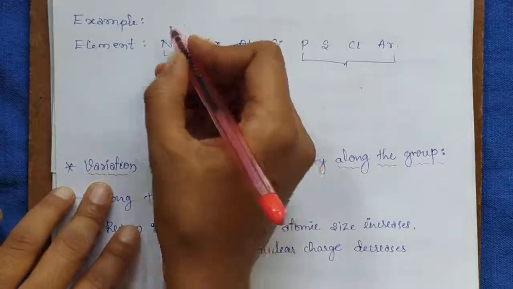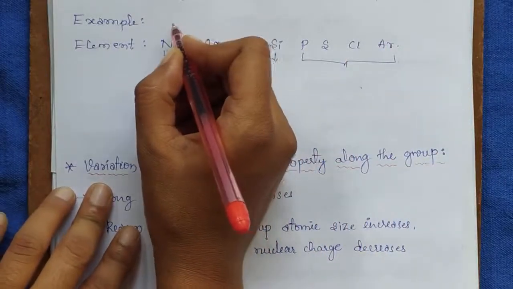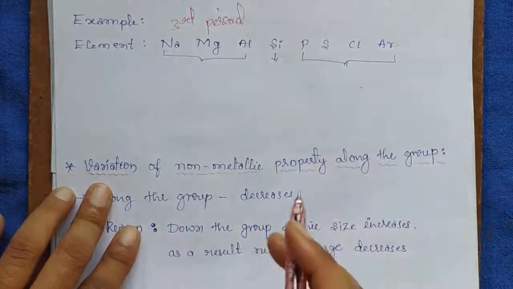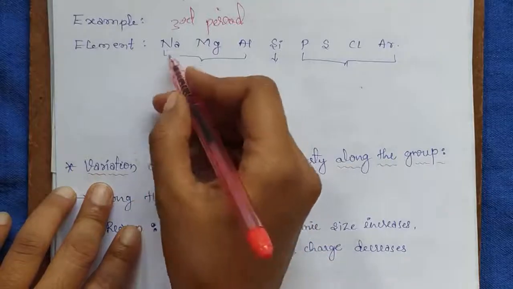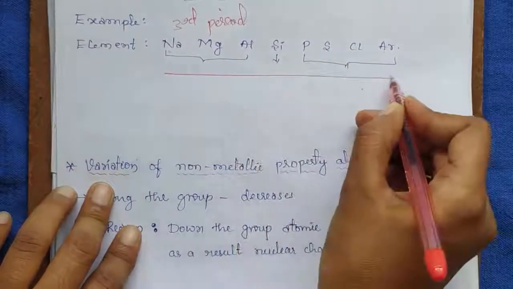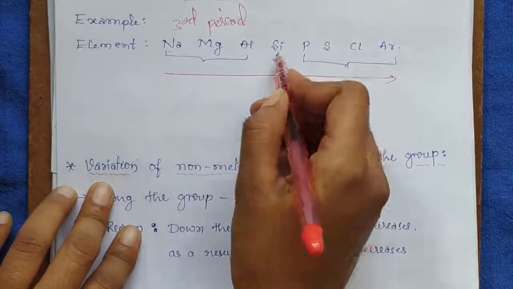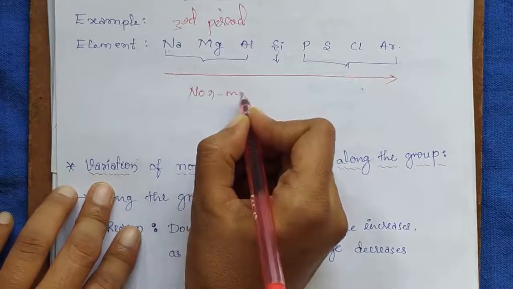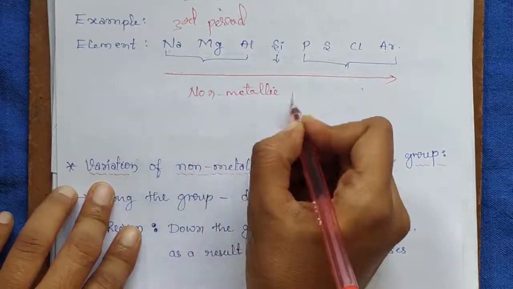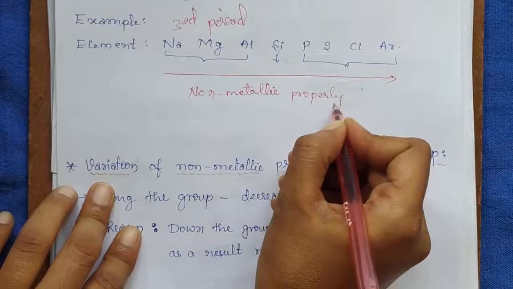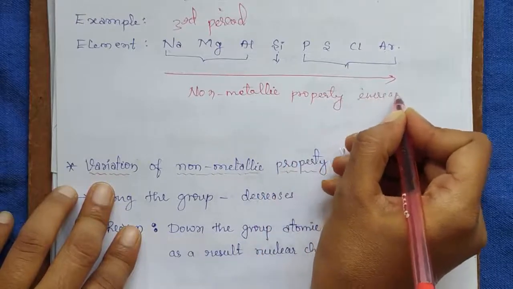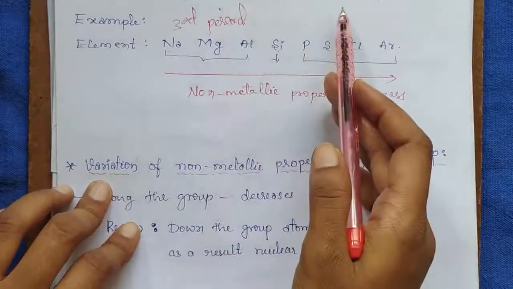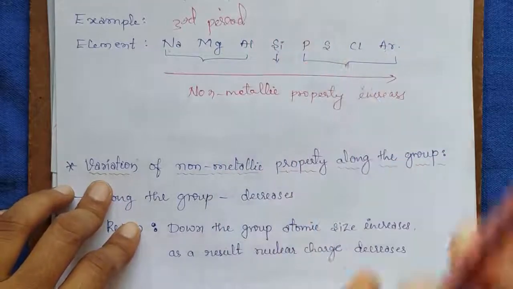If you see, this is the third period elements. Here, as we move from sodium to argon, these 3 are metals, this is a metalloid, and these 4 are non-metals. So we can see that the non-metallic property increases. The reason for this increase is that nuclear charge increases and atomic size decreases.